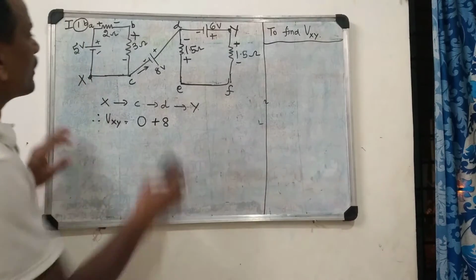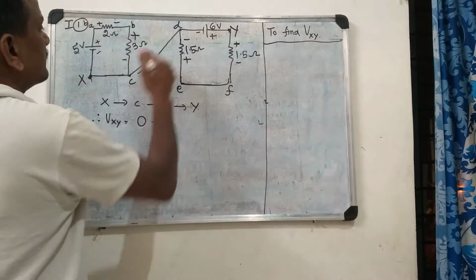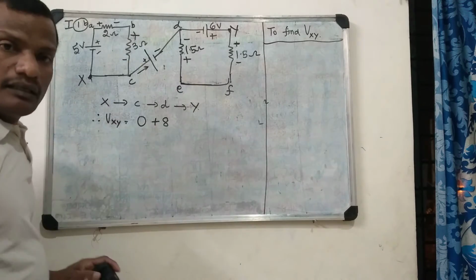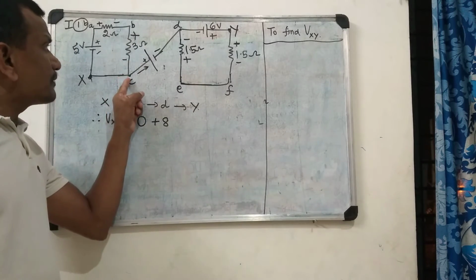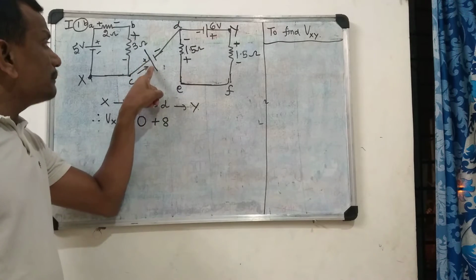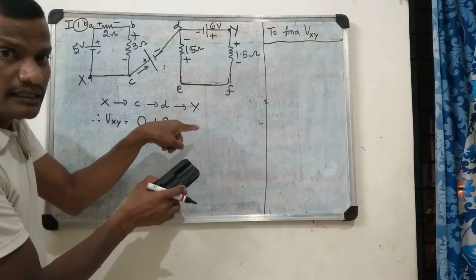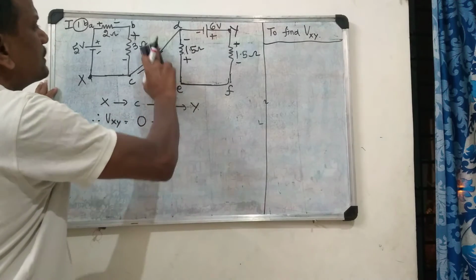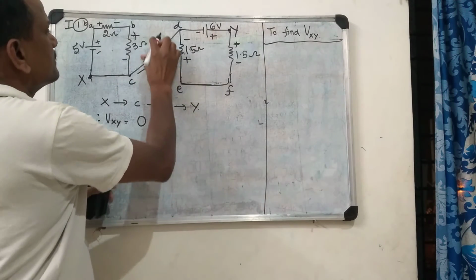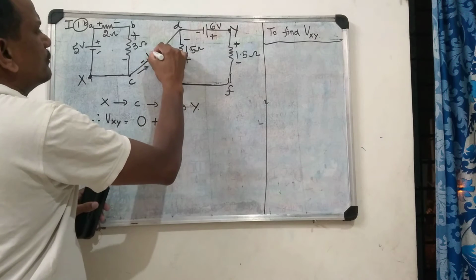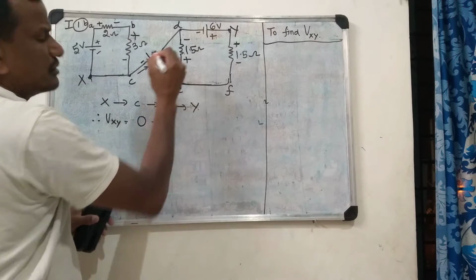Suppose this polarity is reversed, something like this. Then when I travel from C to D, I touch the positive terminal first, so this will become minus 8. But that is not the case here. I am going back to the original: this is negative and this one is positive, as originally given in the question paper. So this is 8 volts.